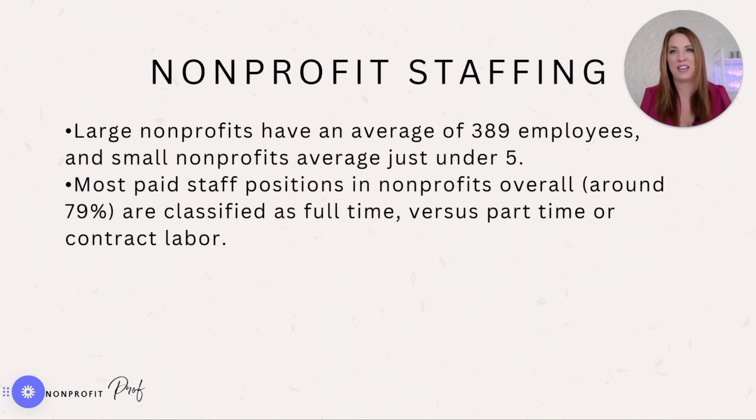Now let's talk about size of staff because you're going to see a ton of variability with this. Large nonprofits, on average, have about 389 employees, so that's pretty big. In comparison, small nonprofits average just under 5. So those are really small organizations where there's a lot of expectations and variety of responsibility put on a small staff team. While some nonprofits rely on part-time or contract labor, most paid staff positions in nonprofits overall, around 79%, are classified as full-time positions.